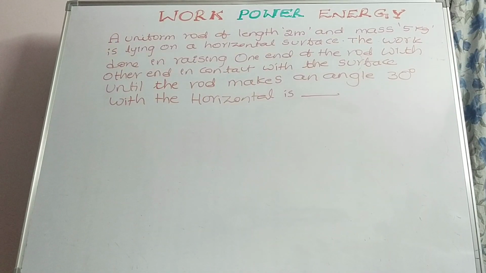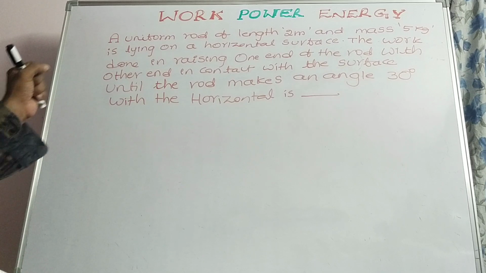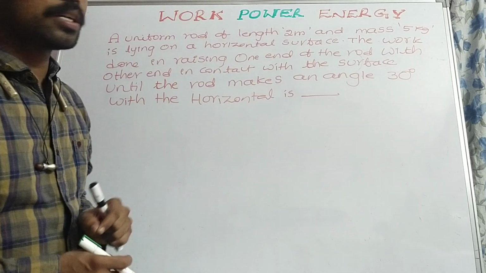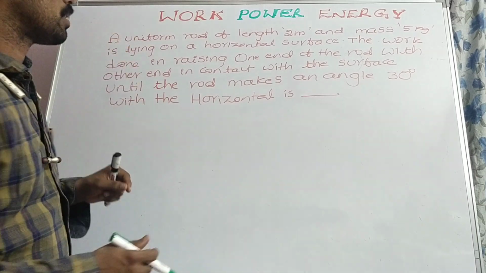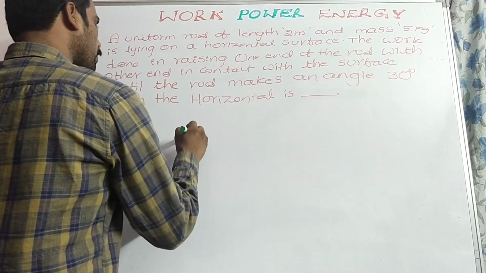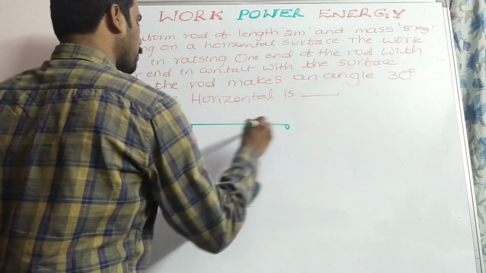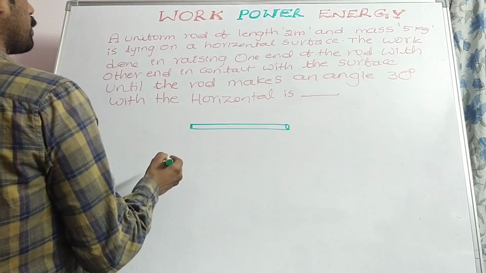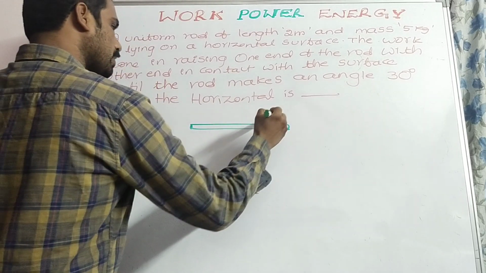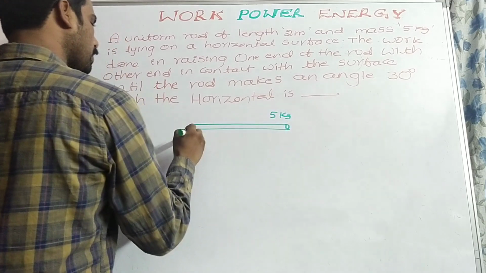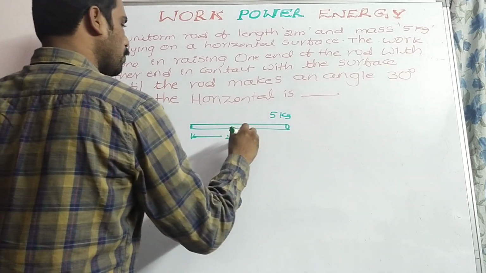Here, a uniform rod of length 2 meter and mass 5 kg is lying on a horizontal surface. The work done in raising one end of the rod, with the other end in contact with the surface, until the rod makes an angle of 30 degrees with the horizontal is? Let us consider we have a uniform rod of mass 5 kg, whose length is 2 meter.